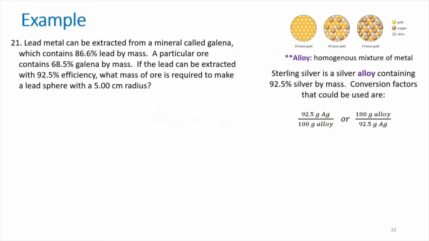Okay, lead metal can be extracted from a mineral called galena, which contains 86.6% lead by mass. A particular ore contains 68.5% galena by mass. If lead can be extracted with 92.5% efficiency, what mass of ore is required to make a lead sphere with a 5 centimeter radius? Lots of things going on here. Lots of conversions. You're probably reading this question and thinking, what? It's kind of overwhelming. That's okay. We're going to work our way through it.